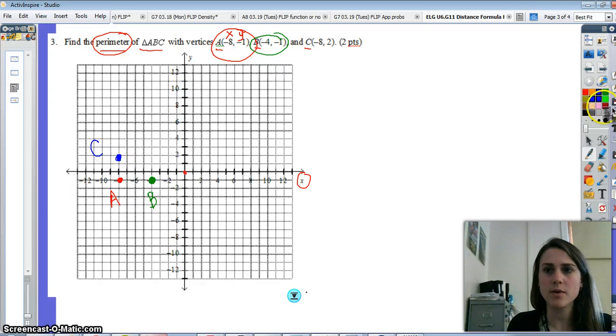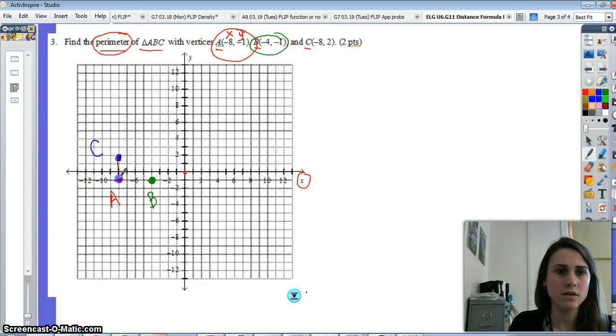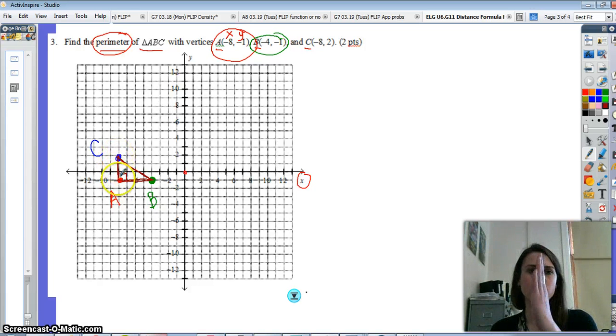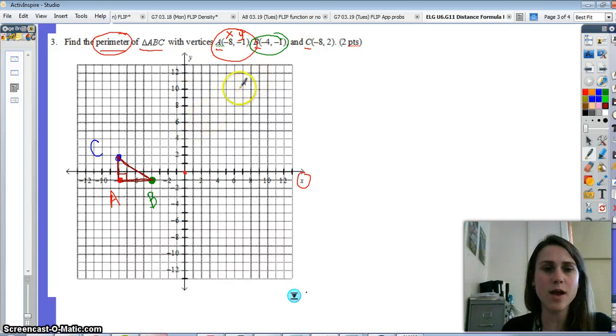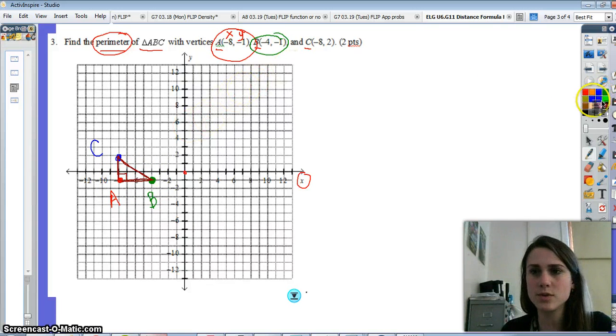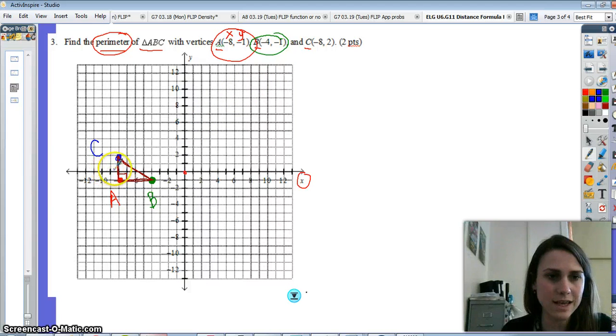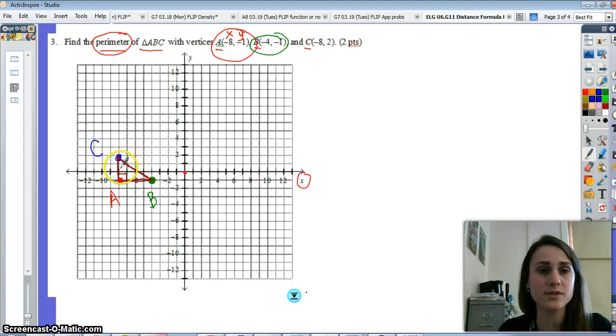I'm going to draw in some lines connecting these sides of the triangle, and I'm realizing that I have a right triangle because 2 of my points are along the same vertical line, and then 2 of my points are on the same horizontal line. So now I just have a problem where I'm going to need to count the units that I can of the side lengths and the hypotenuse length.